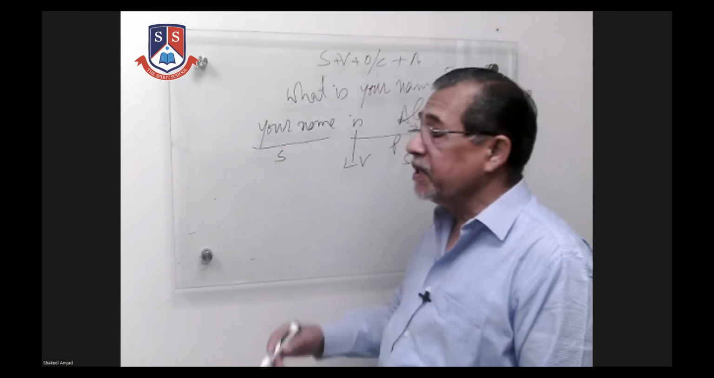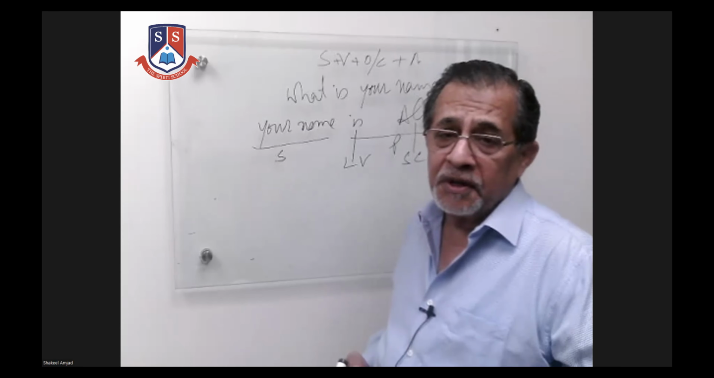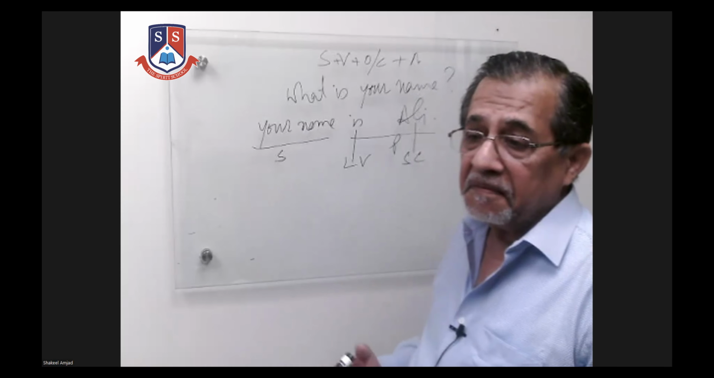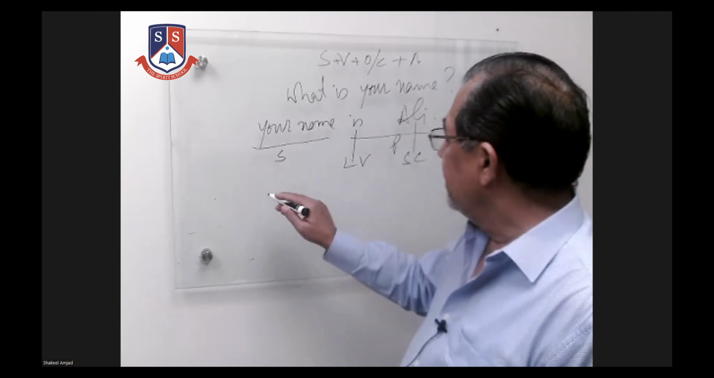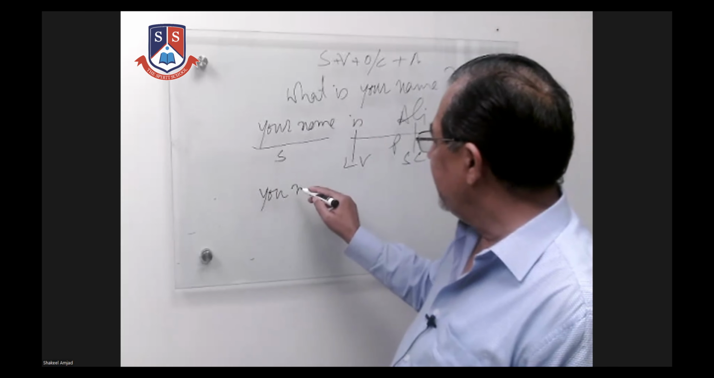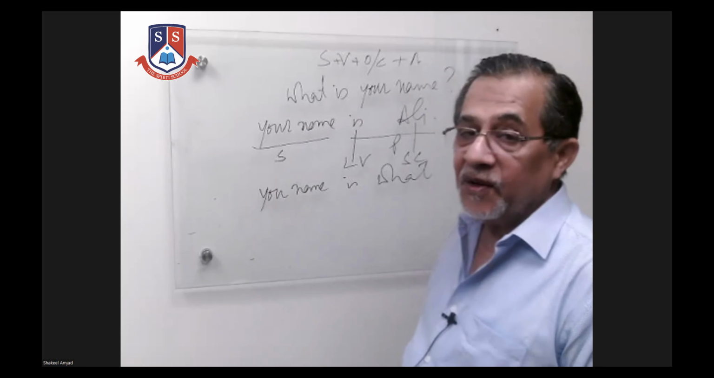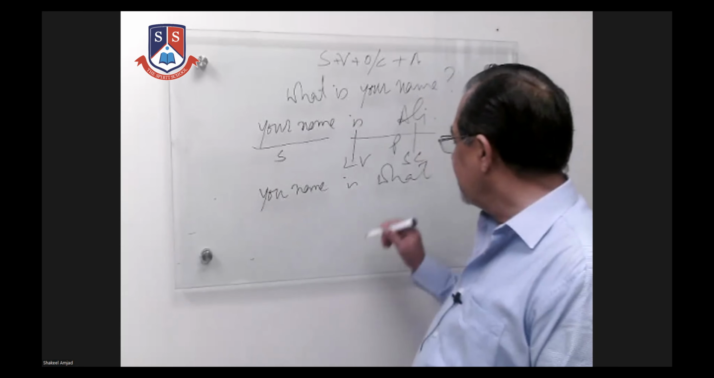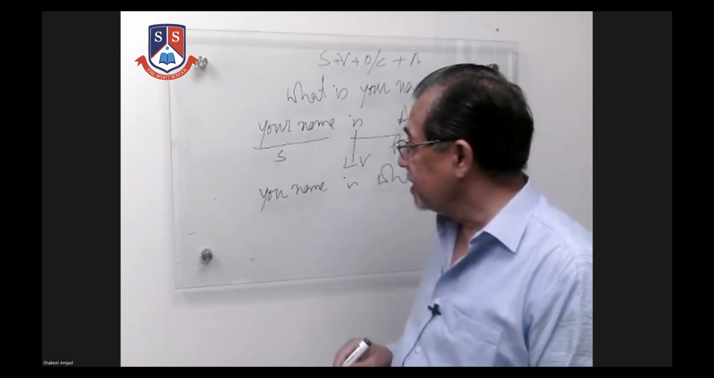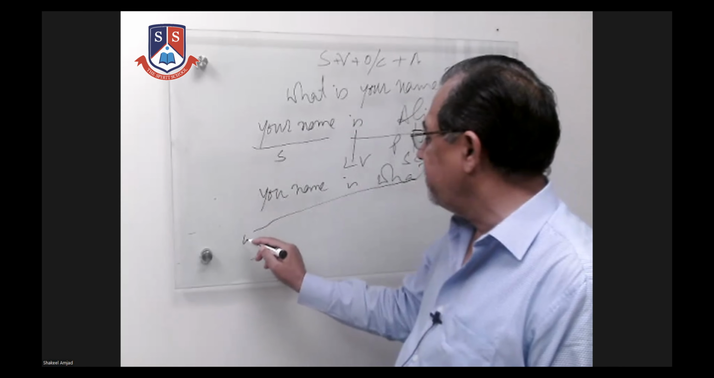What happened? If you did not know your addressee's name, obviously you ask, what's your name? This is what we do a lot of the time when we meet unknown people, strangers, etc. You do not know, so what will you do? Your name is what? Right? So when a WH word makes a question, it tends to come at the beginning of the sentence. So this word is put up here.